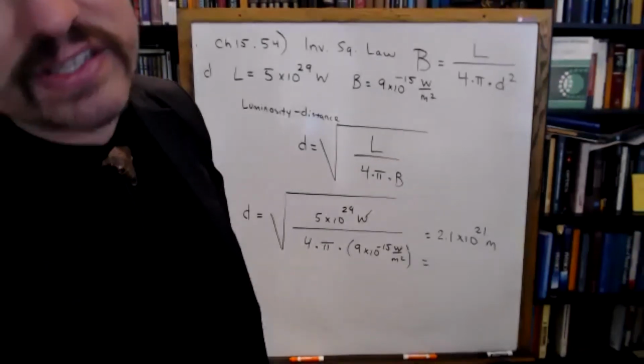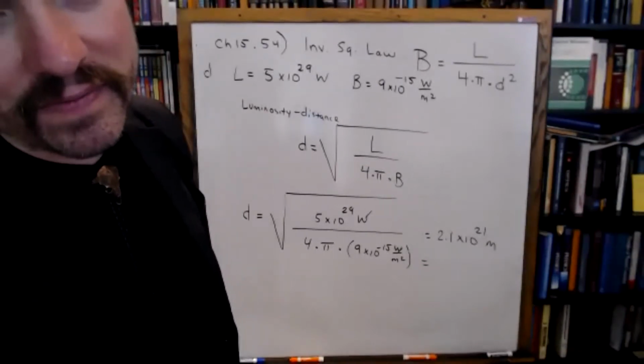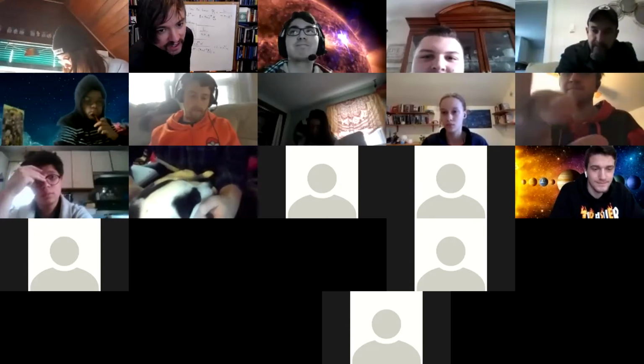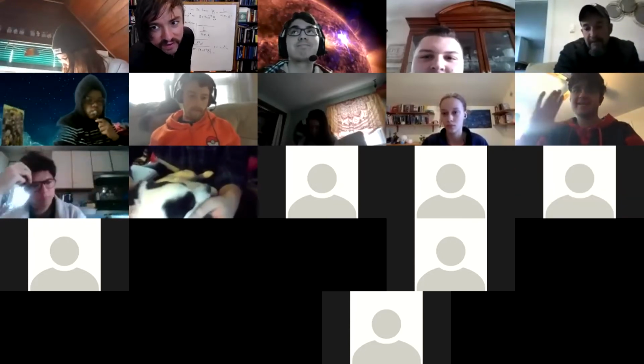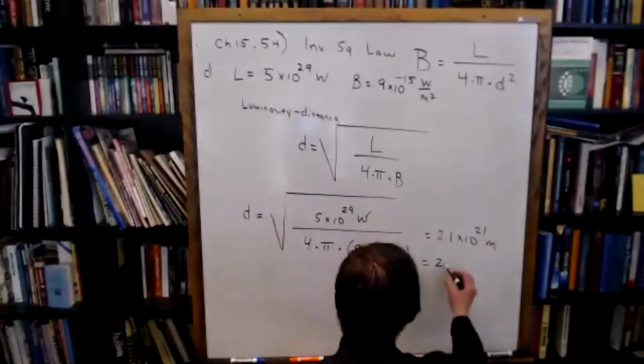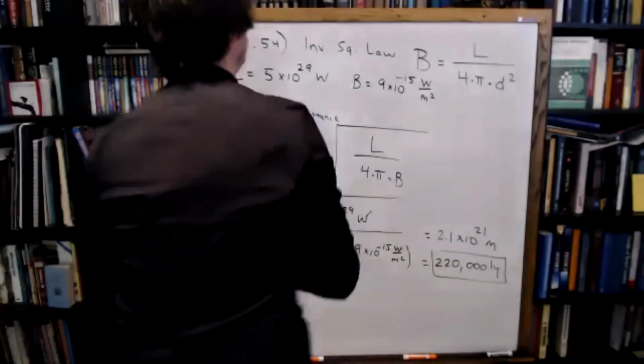Jonathan, how many light years? I like your solar background there. 221,052 light years. 220,000. Jesus. Okay. It's far away.